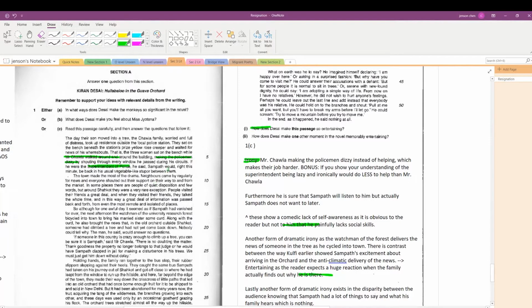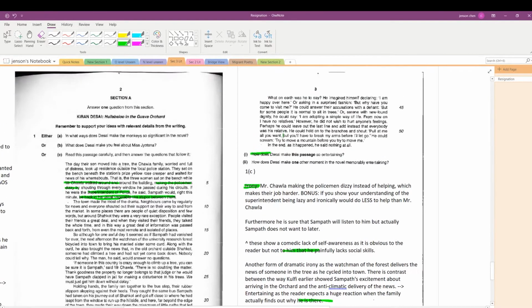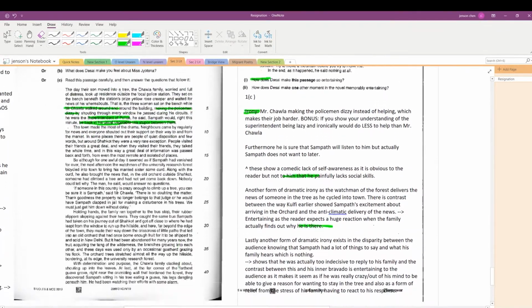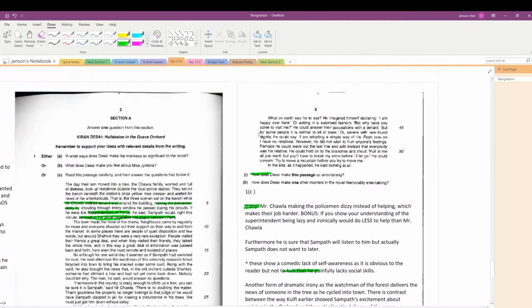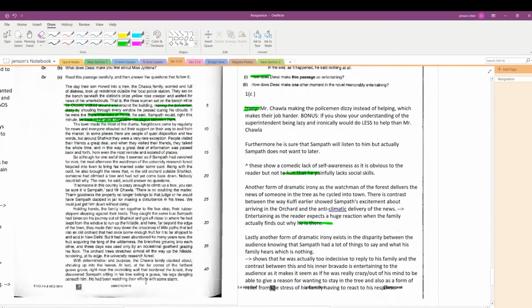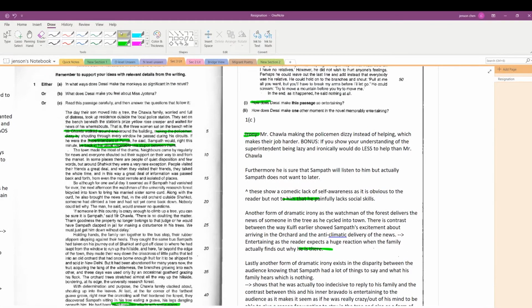Next, Sampath would right this minute be back in his usual vegetable-like stupor. So the idea that Sampath would listen, but actually Sampath does not want to. So instead of being in a stupor, he's actually alarmed to see them again.